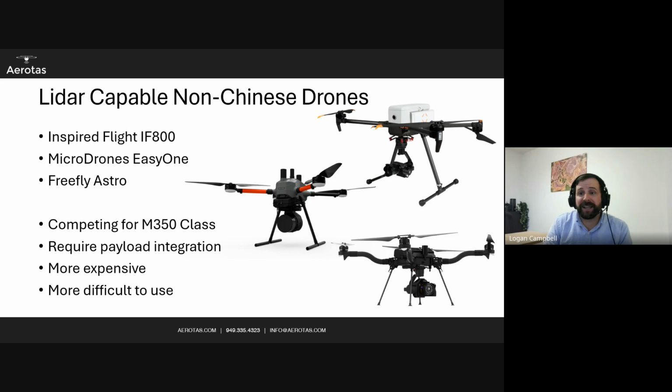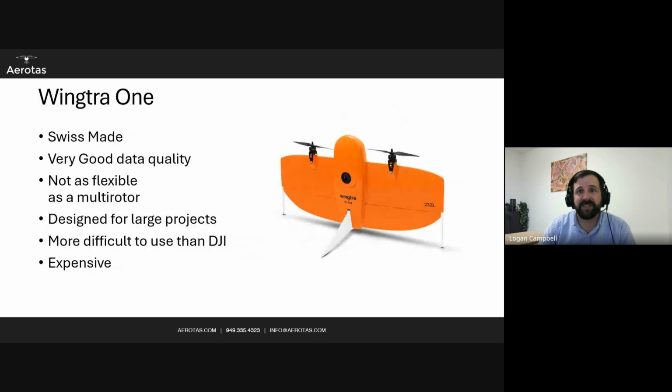Yeah, I don't like pilot-centric drones. I really prefer data-first drones that can fly and get the right data. Wingtra 1 is another really interesting one. This is a hybrid VTOL, takes off vertically, flies sideways. We fly it. This one's an interesting one. Swiss made. The data quality is exceptional, but it's just not as flexible as a multi-rotor. Quite frankly, in circumstances where we can use it, an M350 with an L2 is probably a better solution than this in most cases.